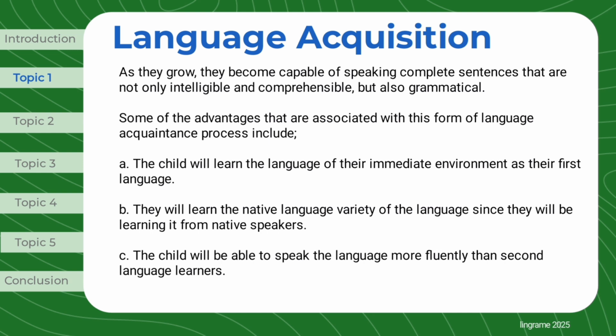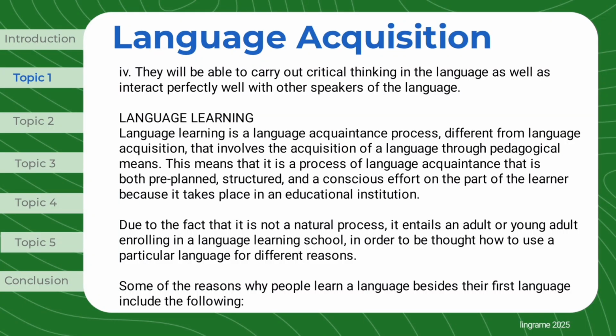They will learn the native language variety of the language since they will be learning it from native speakers. The child will be able to speak the language more fluently than second language learners. They will be able to carry out critical thinking in the language as well as interact perfectly well with other speakers of the language. What is language learning?